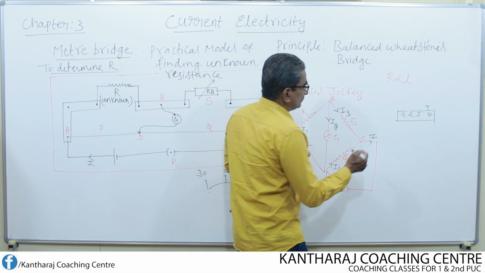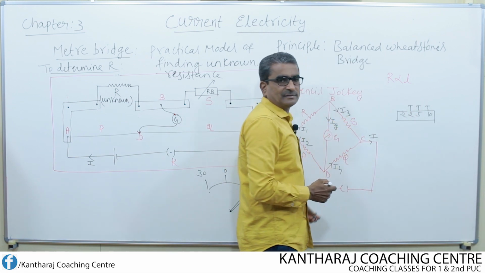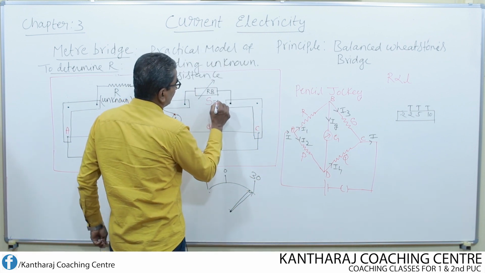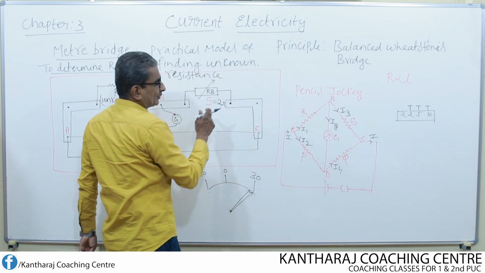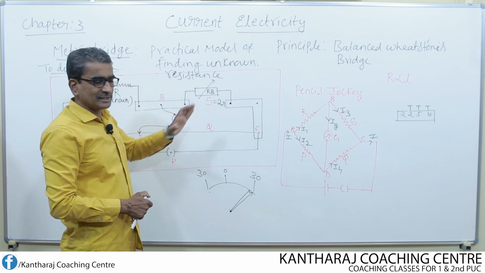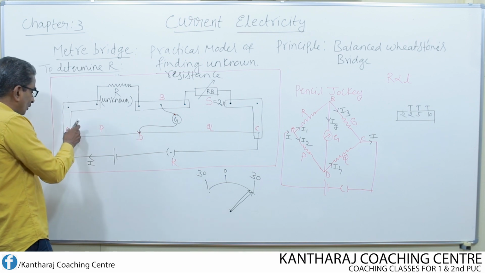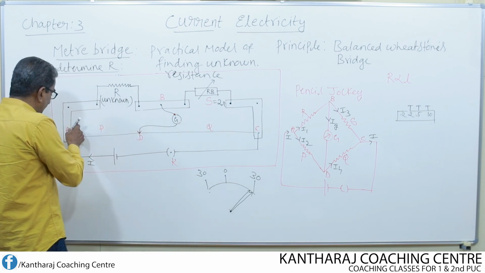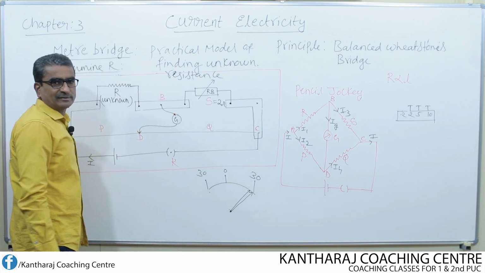Suppose if I remove the first plug, which is of 2 ohms, then the value of resistance will be 2 ohm. Or if I remove one more plug, then the value of resistance will be 4 ohm. Let us introduce like this a suitable resistance in the right gap. Now let us move the jockey slowly on the wire. Without pressing too much on the wire, move the jockey from end A to the end C.